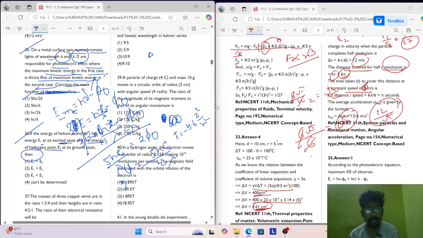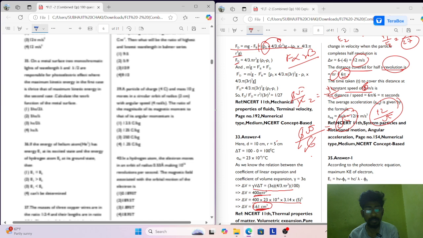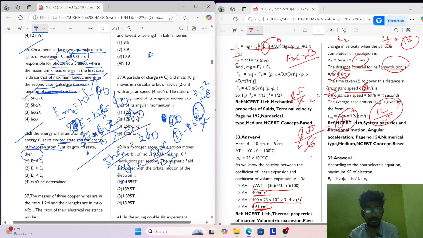Then I told you the E formula is minus 13.6 Z squared by n squared. For the ground state, n is equal for both cases, but Z for hydrogen equals 1 and for helium equals 2. As E is proportional to Z squared, 4 is greater than 1. So you can say for the case of helium, it will be greater. Okay, so option number 3 will be our correct option here.